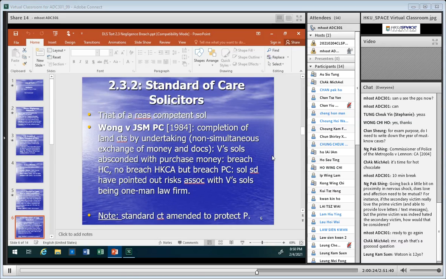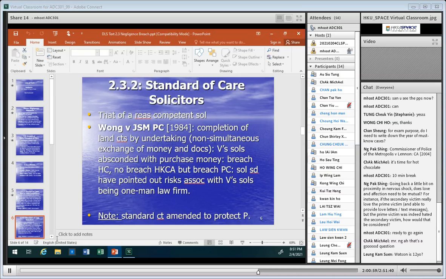That's a land law case, but it does show that the standard does depend on who the defendant is. The defendant here was a solicitor. Hong Kong Court of Appeal said no breach of the duty of care, just following normal practice, but the Privy Council said no. There's special risk associated with the vendor solicitor being a one-man law firm, and that should have been pointed out to the purchaser. It wasn't done, therefore there was a breach of the duty of care. Okay, so interesting case.